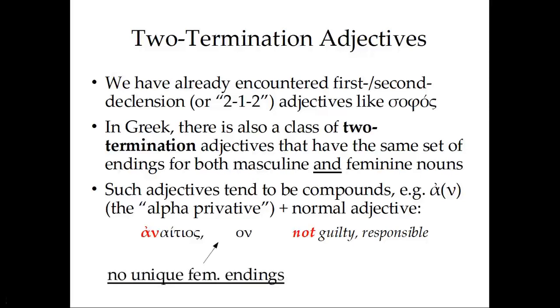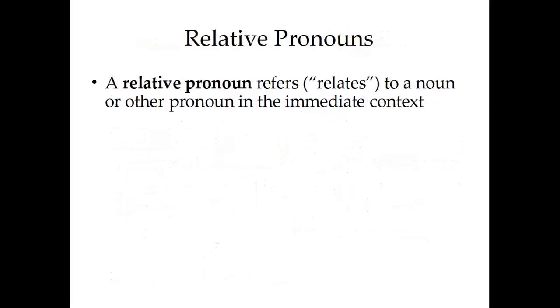But if you'll notice, there is no unique feminine ending listed there. So you're not going to see anaitios, anaitia, anaition. It's just anaitios, anaition. There's one set of endings for masculine and feminine. They'll be the same. And there is another set of endings for the neuter. You will not see any of those etas and alphas that we associate with first declension feminine endings in the declension of these two termination adjectives.